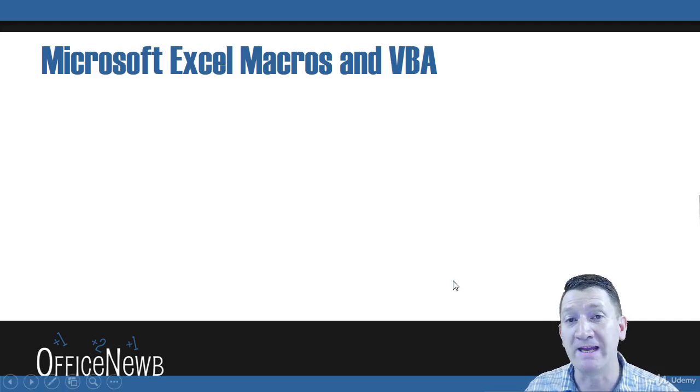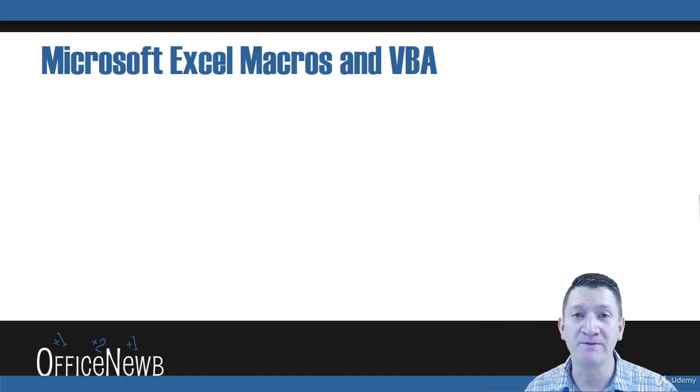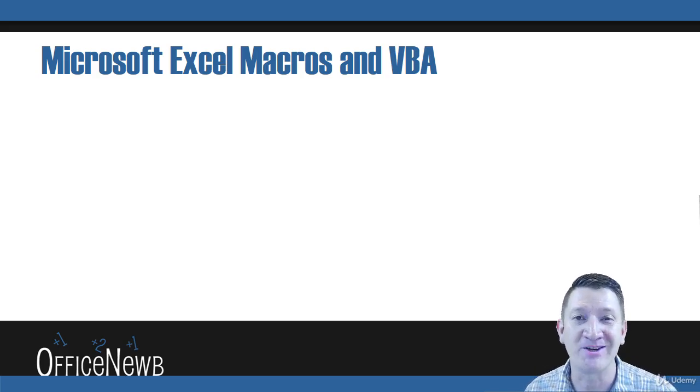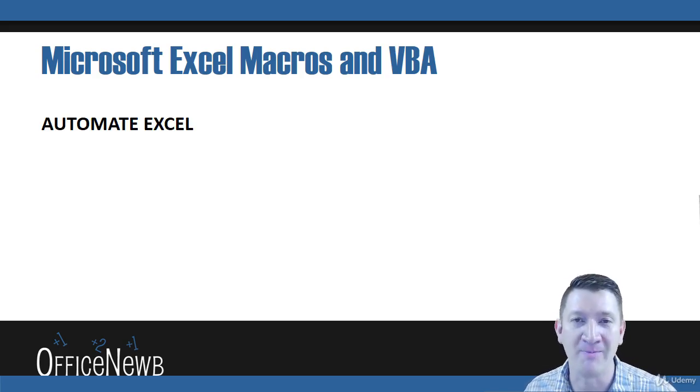Now, before we get in and start to create these 7 various projects with Excel macros and VBA, I want to get into a little bit of the why and how behind Excel macros and VBA. So let's first talk about the why. What is this all about? What is Excel, VBA, and macros all about? Well, in one little word, if you take nothing else from this segment of this course, it's all about automation.